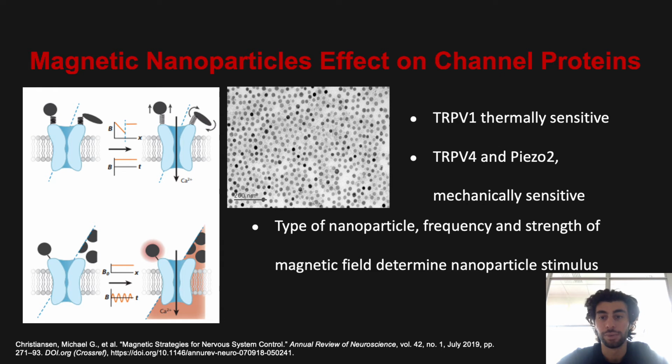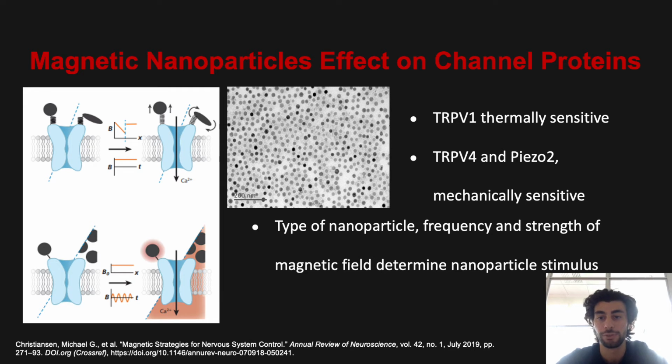The ion channels that are being transfected depend on the stimulation strategy being used. TRP1 is used for magnetothermal stimulation, and TRP4 is used for magnetomechanical stimulation. The protein channel piezo2 has also been known to be used for magnetomechanical stimulation in other trials.